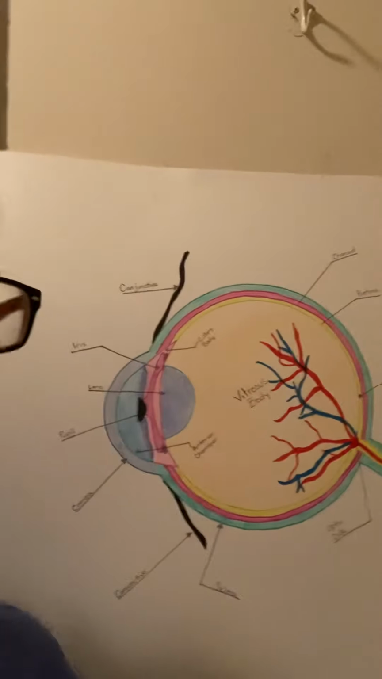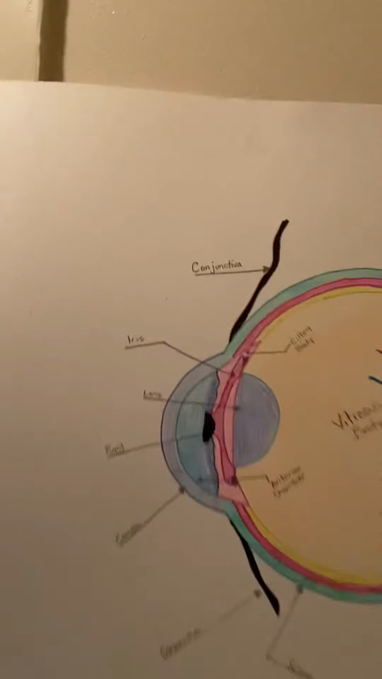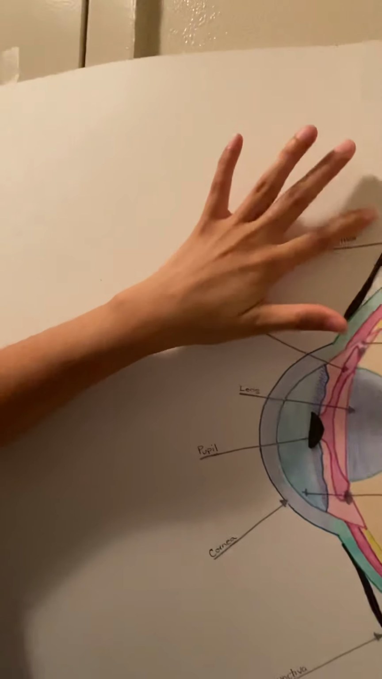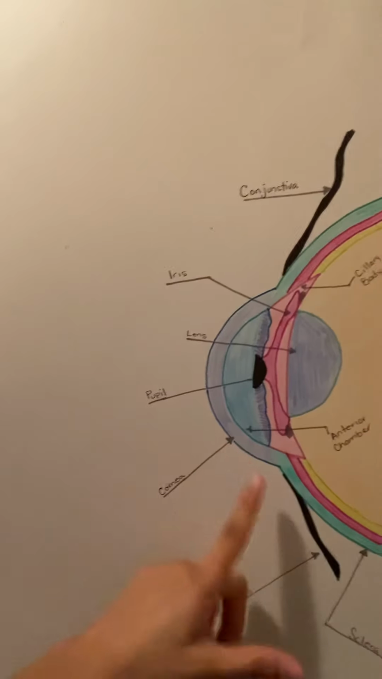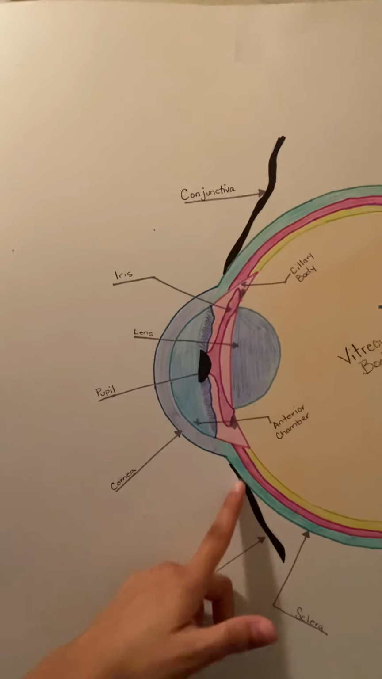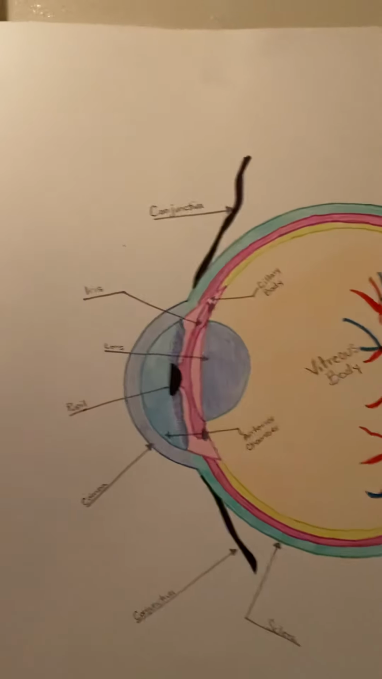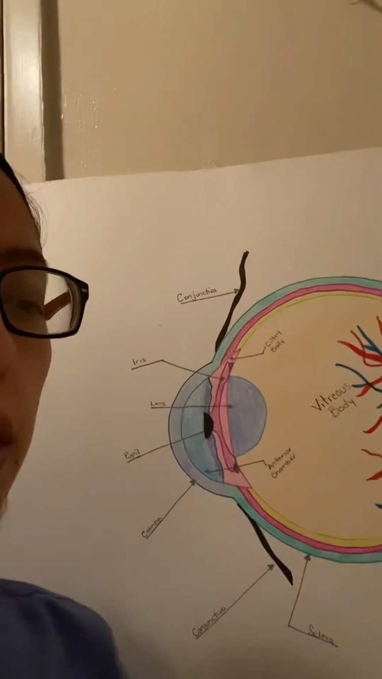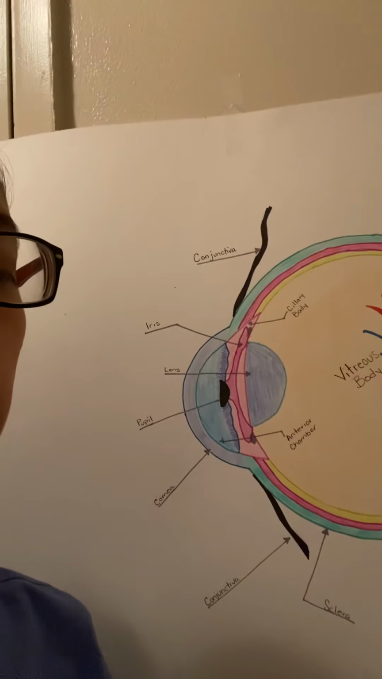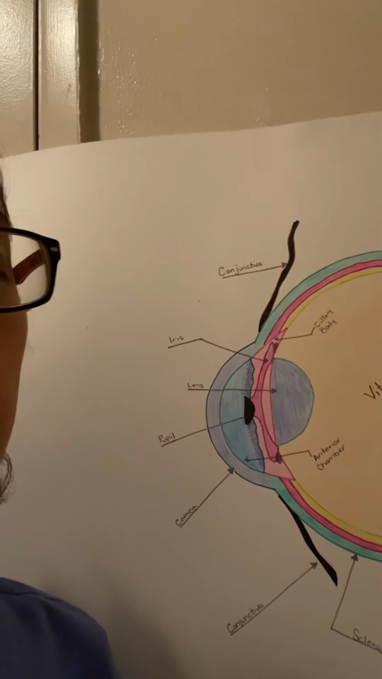First, we have the conjunctiva, which there's actually two. One on top of the eye and one on the bottom, which I define as those black areas. The conjunctiva is known as the mucous membranes that covers the front of the eye and helps line the eyelids.